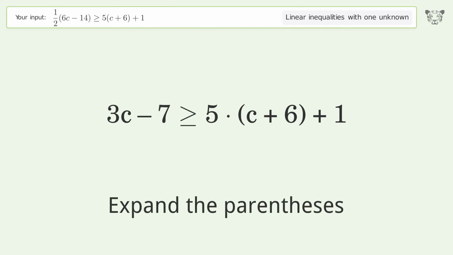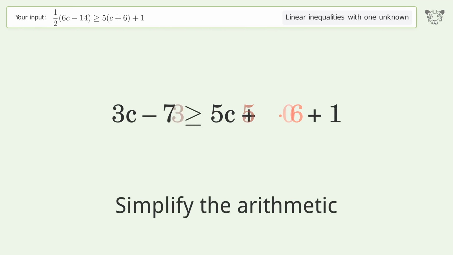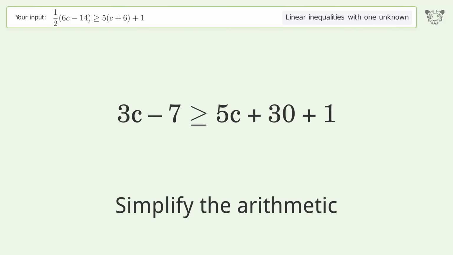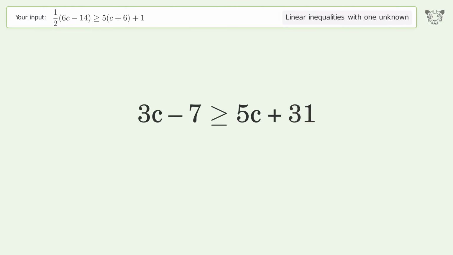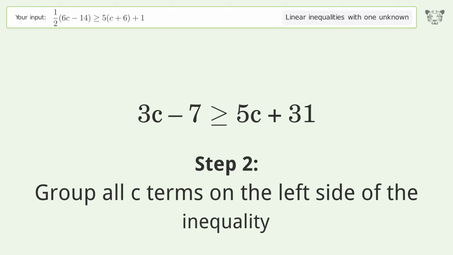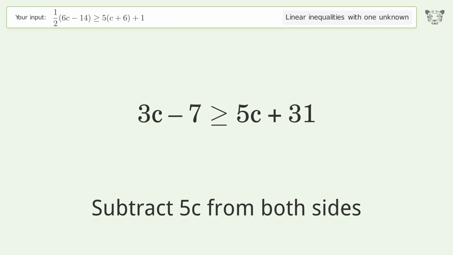Expand the parentheses. Simplify the arithmetic. Group all c terms on the left side of the inequality. Subtract 5c from both sides.